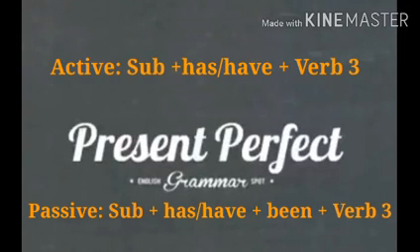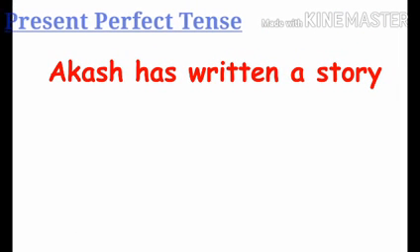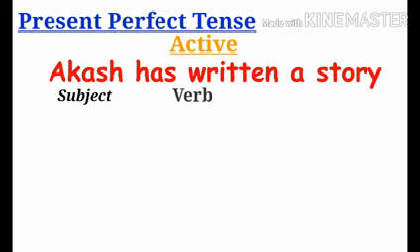And dear students, now let's move to the perfect tense, that is present perfect tense. The same sentence will change to present perfect tense. Akash has written a story. Akash is singular, so we have used has. In present perfect tense, we always use the third form of the verb. So here Akash is the subject, has written is the verb, a story is the object.